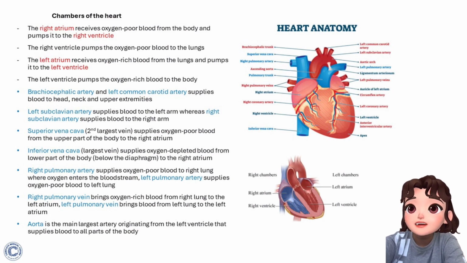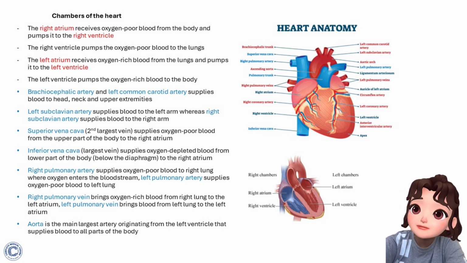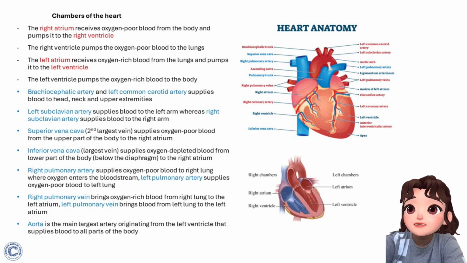Similarly, right pulmonary vein and left pulmonary vein. So all veins except pulmonary veins supply deoxygenated blood. But here, right and left pulmonary veins always supply oxygen-rich blood. The right pulmonary vein brings oxygen-rich blood from the right lung to the left atrium, whereas the left pulmonary vein brings blood from the left lung to the left atrium.